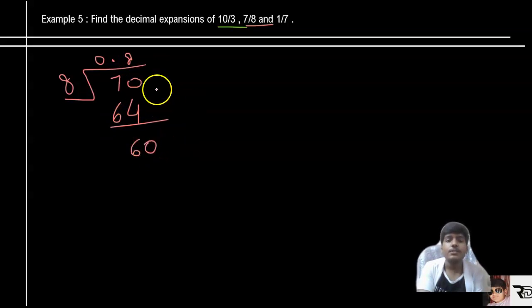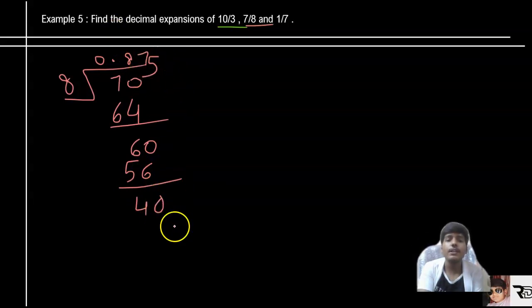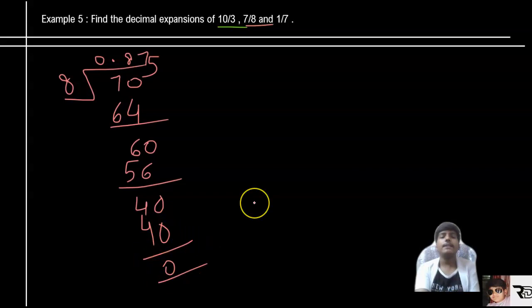Right? We are so intelligent. So this is 60. 8 into what gives me 60? 8 into 7 is 56, so I can directly use that. 60 minus 56 gives me 4 again. Now since we are in the decimal places, we'll put a 0 back again over here, and 8 into 5 gives me 40. So my remainder becomes 0. So what kind of decimal expansion is this? This is a terminating decimal expansion.